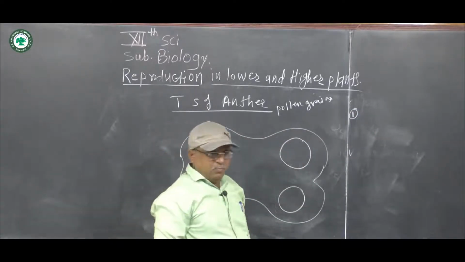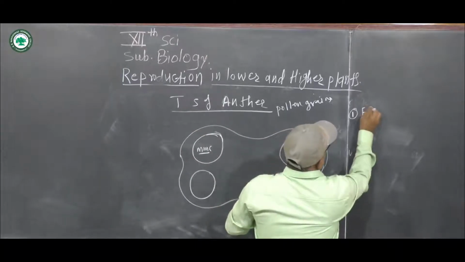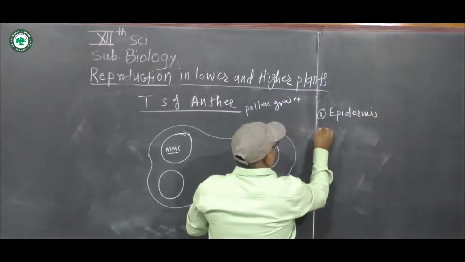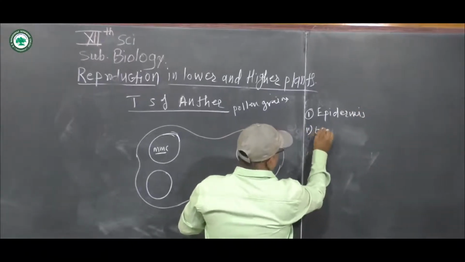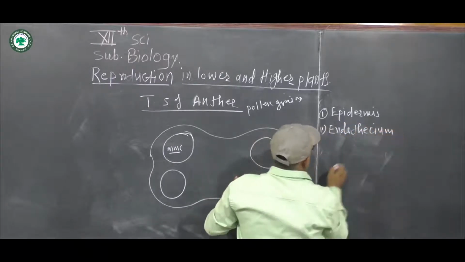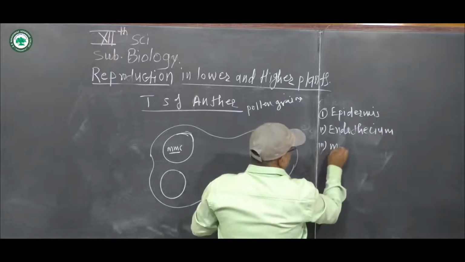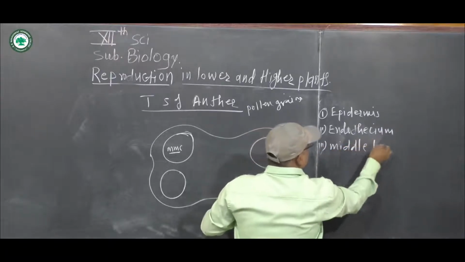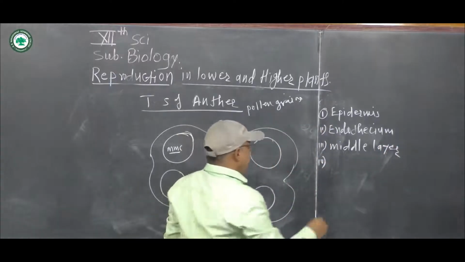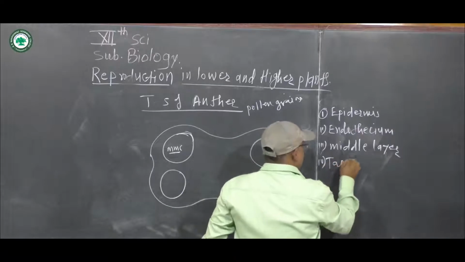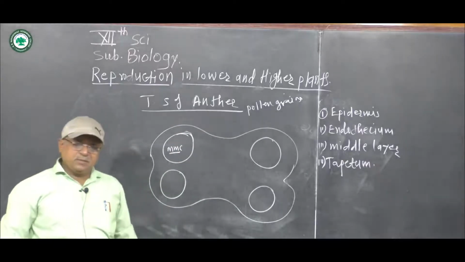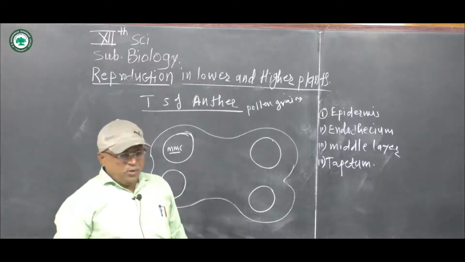The wall of the anther consists of the 4 layers: epidermis, endothecium, middle layer, and tapetum. Likewise the 4 layers are present, and each of these layers performs different functions.